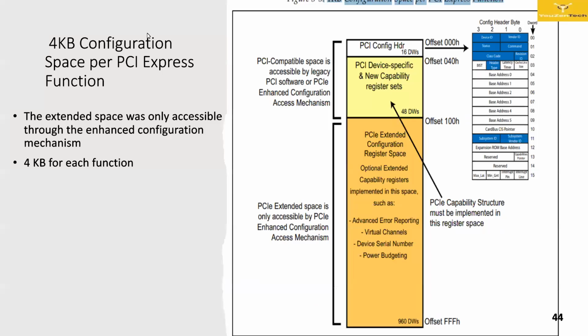Here we are saying that we have 4 KB of configuration space per PCI Express function. I already mentioned the PCI config header, PCI device specific, and new capability register sets. We have 256 bytes, 64 D words, which come from PCI. The offset is 100 hex, that means 256. And the remaining 960 D words: from 256 bytes we move to 4096 bytes, which means 1024 D words. So an additional 960 D words of address space was added in PCI Express.